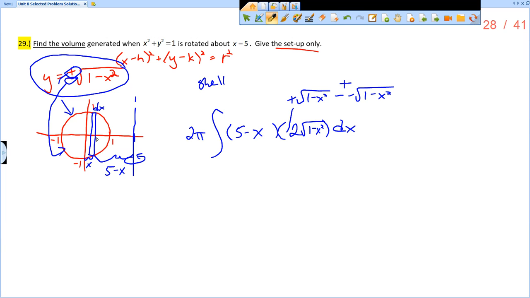Now we're integrating from left to right, so that means we're integrating from -1 to +1. Really, this is already kind of cleaned up. So we have 2 pi times the integral from -1 to +1 of (5 minus x) times 2 root 1 minus x squared dx. And that is problem number 29.